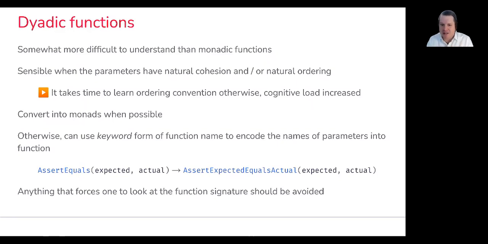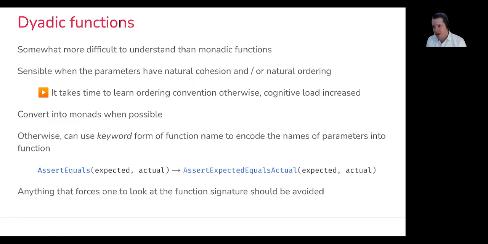how to use them. For instance, you can use keyword form of a function name to encode the names of the parameters into a function. I can't tell you how many times I've gone through writing simple assert statements within my code, and I'm always forgetting the ordering of the expected or actual values to be passed to that function. So if you were to write something instead like assert expected equals actual, there's no question about what the first argument is going to be and what the second argument is going to be.